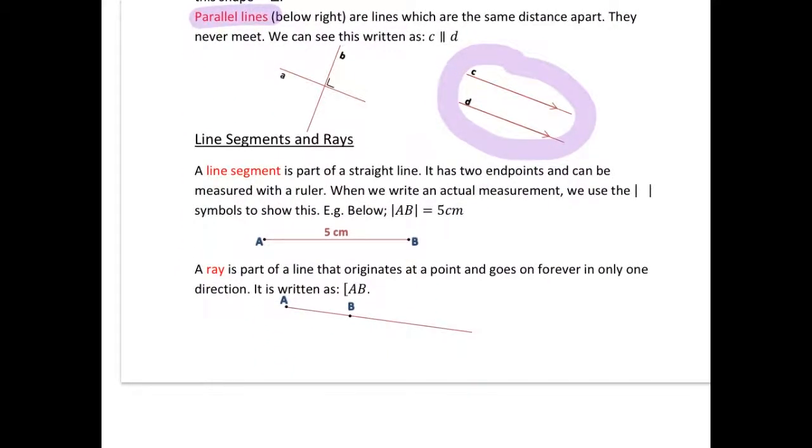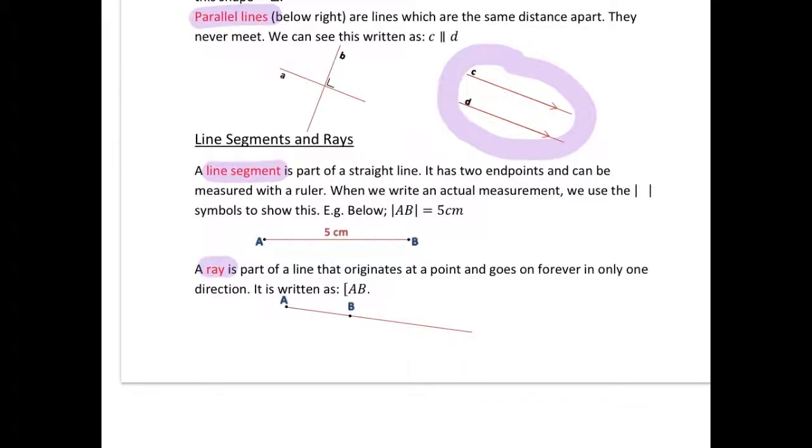Now, line segments and rays are different to lines in that a line segment is a part of a straight line. It has two endpoints and can be measured with a ruler. When we write an actual measurement, we use the two vertical lines with our measurement in between to show this. So for example, in this diagram here, the length of AB, so AB in between two vertical lines, is 5 centimeters.